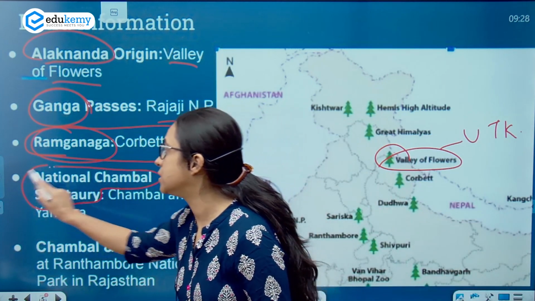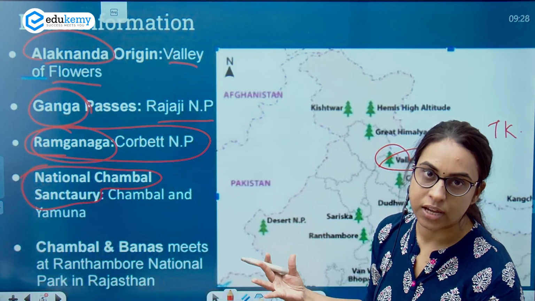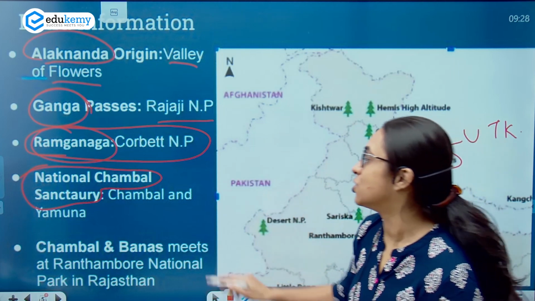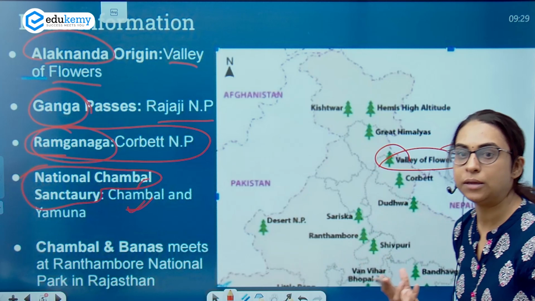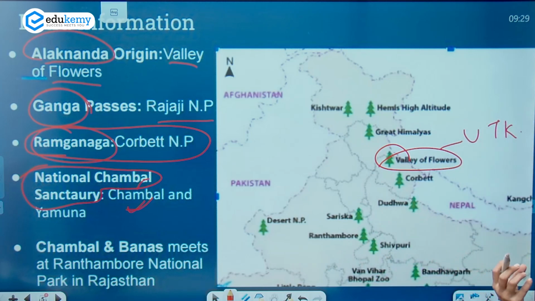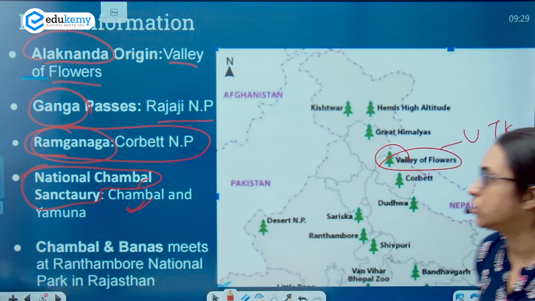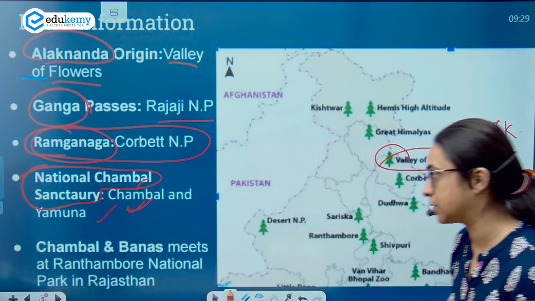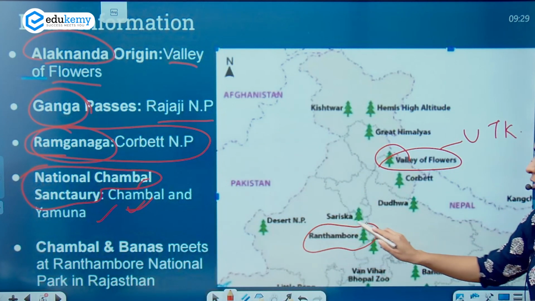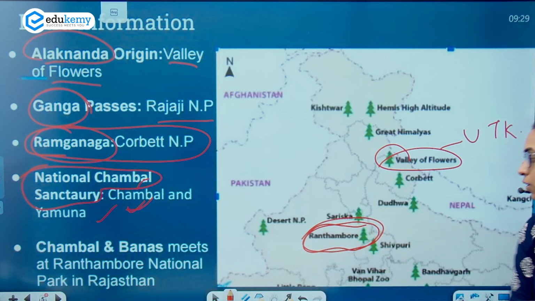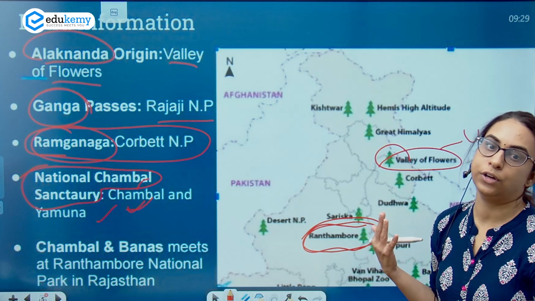National Chambal Sanctuary. As the name suggests, National Chambal Sanctuary. So the Chambal river will pass, and along with it your Yamuna also passes. So in the National Chambal Sanctuary, it is the Chambal and the Yamuna that pass. And if I talk about Ranthambore, which is in Rajasthan, from here your Chambal and the Banas river pass.